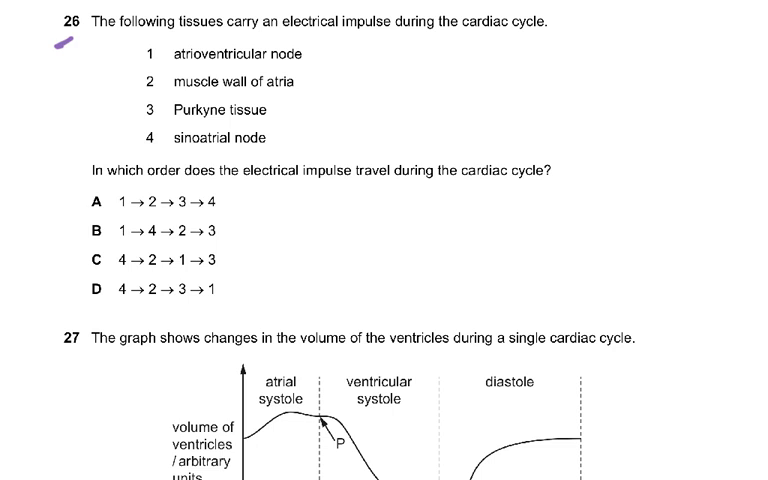The following tissues carry an electrical impulse during the cardiac cycle: atrioventricular node, muscle wall of the atria, Purkinje tissue, sinoatrial node. In which order does the electrical impulse travel during the cardiac cycle? Either you know it or you don't know it. It has to start with 4, which is the sinoatrial node, and the answer is 3. Why? Sinoatrial node, then muscle wall of the atria, then atrioventricular node, and then the final is the Purkinje tissue.